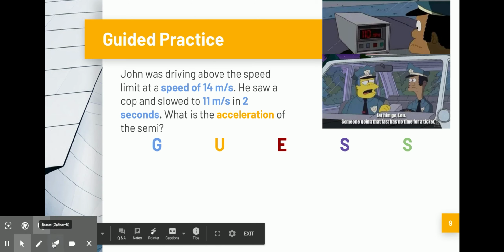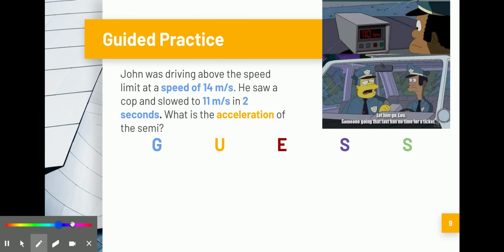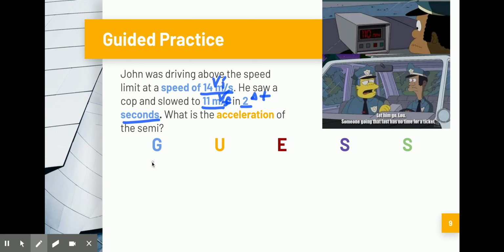So if we work through this problem, I'm going to speed through it. I have already gone through and highlighted and underlined the important words. So he was driving above the speed limit, and then he saw a cop and slowed to 11 meters per second. So if you were to take a guess, which of these V's is VI and which one is VF? Great. So yes, this one is VF, this one is VI, and this one right here is our delta T.